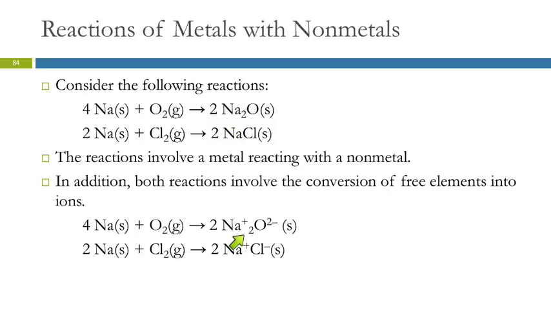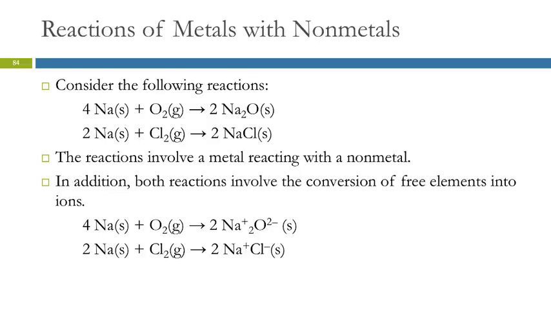This looks kind of messy and confusing, doesn't it? Because now we've got the charges in there. I included the charges just to illustrate we've got sodium ions and we've got oxide ions. How did the oxygen become an ion? It gained an electron. It actually gained 2 electrons. How did sodium become an ion? It lost an electron. There was a transfer of electrons.